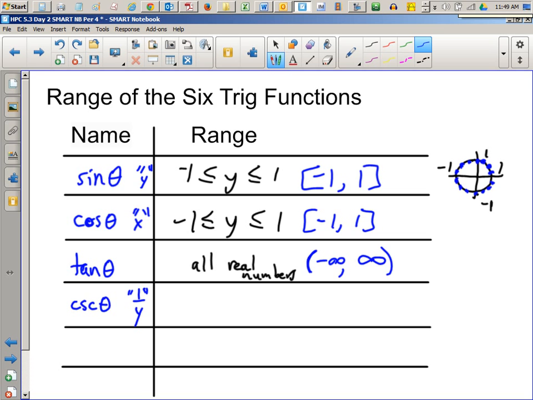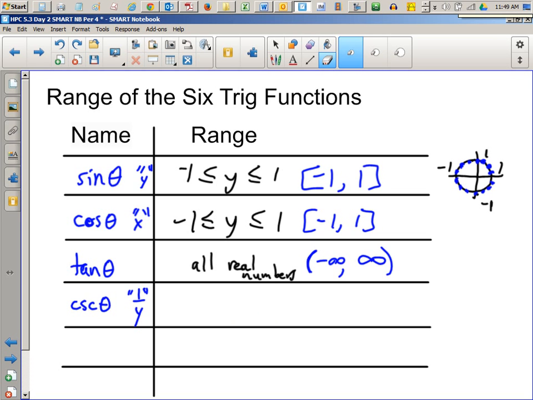Listen, if y is a number between negative 1 and 1, and we divide 1 over that, so what happens if you divide 1 over 0.1, or 1 over negative 0.1, or 1 over negative 0.99? What's going to happen? The top will always be larger in absolute value than the bottom, right? Thereby giving you a number greater than 1. Or if it's a positive divided by negative, it'll be a number less than negative 1.